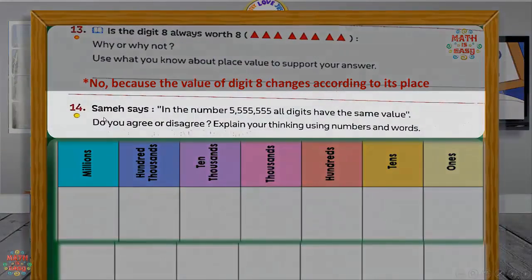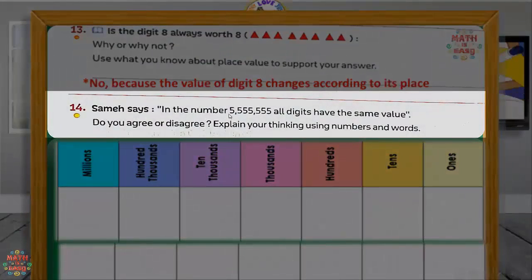14. Samah says that in the number 5,555,555 all digits have the same value. Do you agree or disagree? Samah said they are equal, but you should say your own answer or opinion.